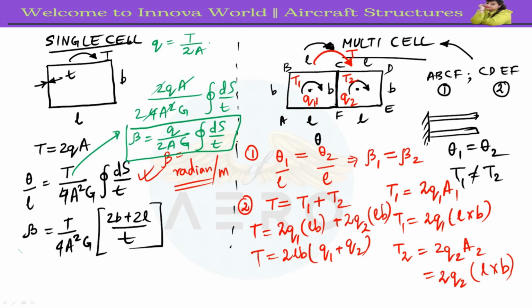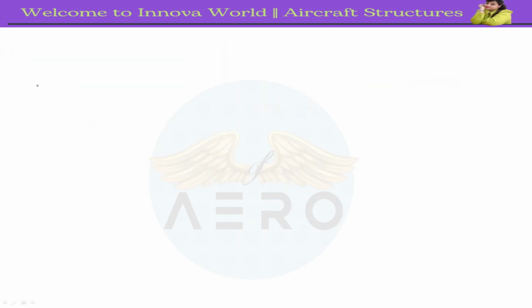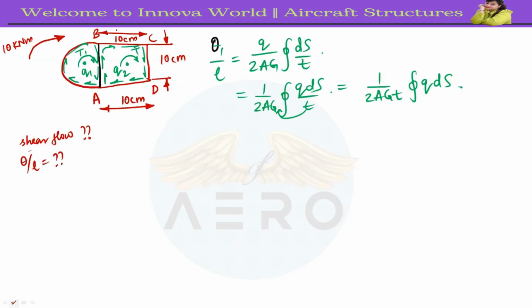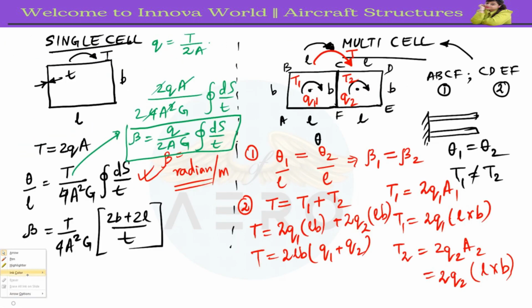Now what is the difference between single cell and multi-cell? Whatever the cell might be, here we are all discussing thin wall structures. Okay, thin wall cell. We are discussing a thin walled section. We have already said what is meant by a thin wall section.